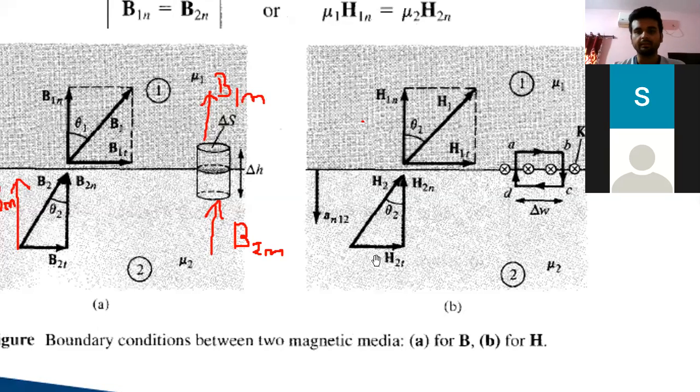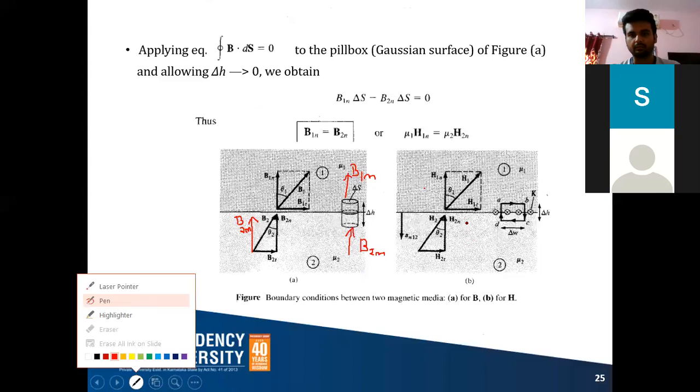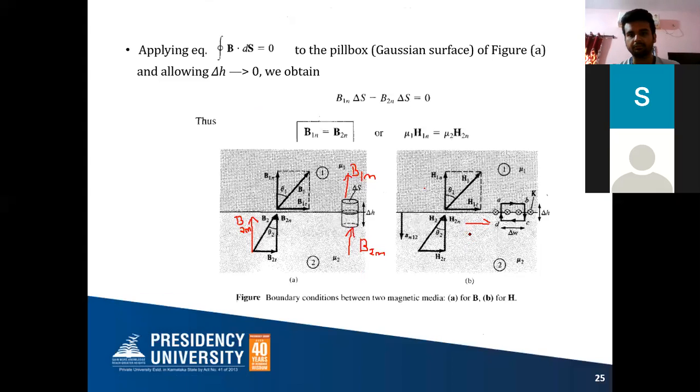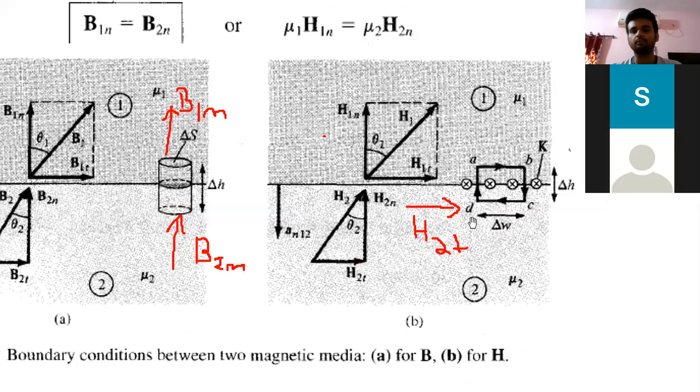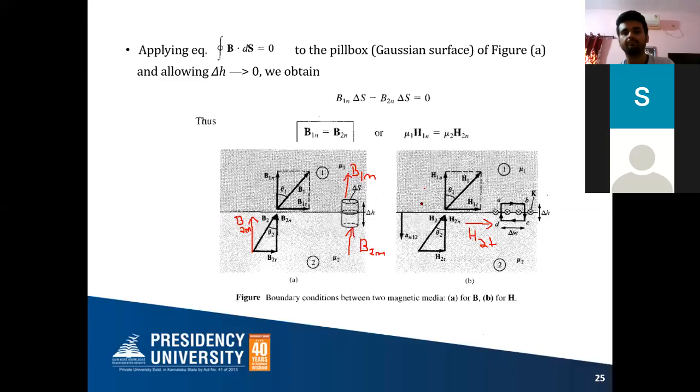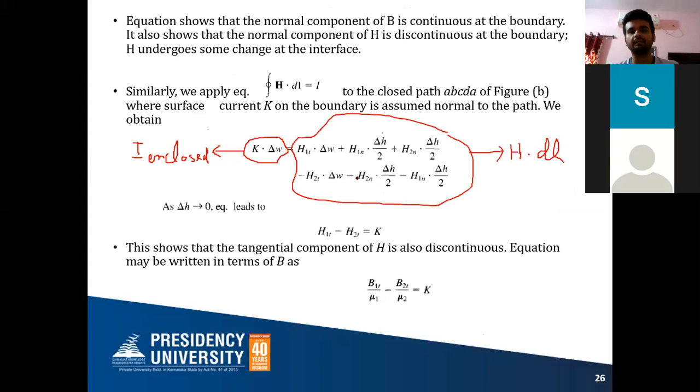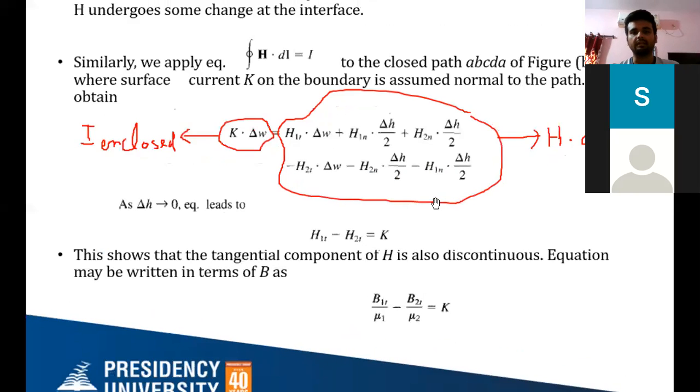Now you see here. See, H2T direction is this way. This is H2 direction. This is H2T direction, correct? H2T is in this way. But direction of C to D is opposite to that of H2T. Okay. This delta W direction from C to D is opposite. You can see here. So that's why you have to write minus of H2T into delta W. Similarly, you see it will be minus H2N and delta H by 2, minus H1N and delta H by 2. Okay. So ultimately you will get H1T minus H2T equals K.